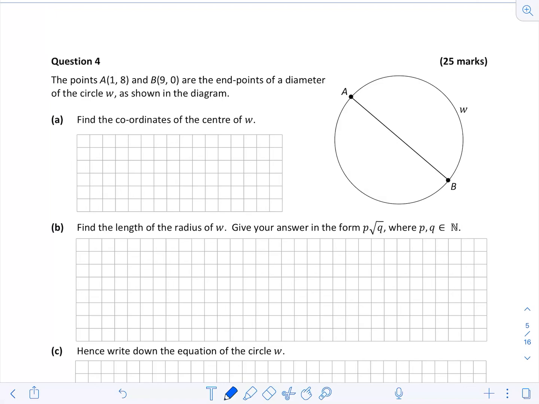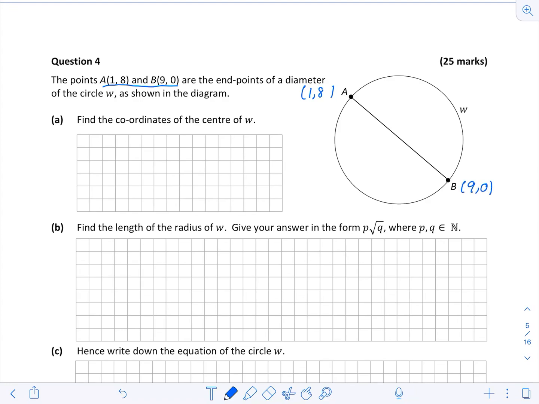Leaving Cert 2018, question 4, paper 2. The points A are (1, 8) and B (9, 0). So I'm reading the question and looking at the picture given, and the information given in the question is not also given in the picture. So I have to fill it into the picture. So it's (1, 8) and (9, 0).